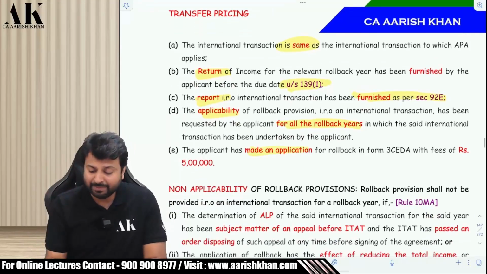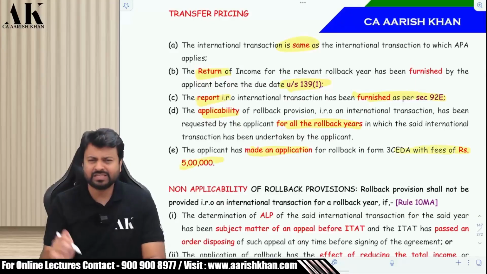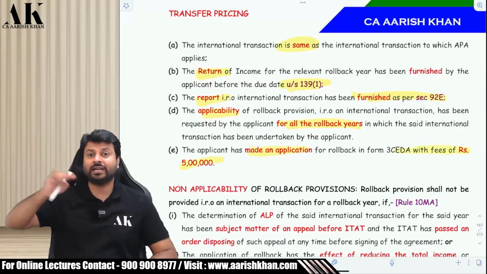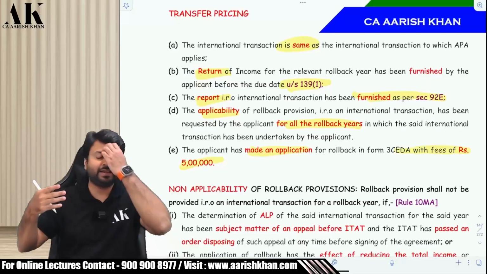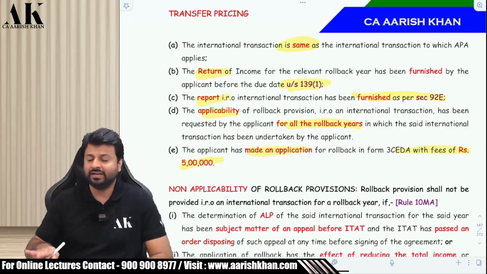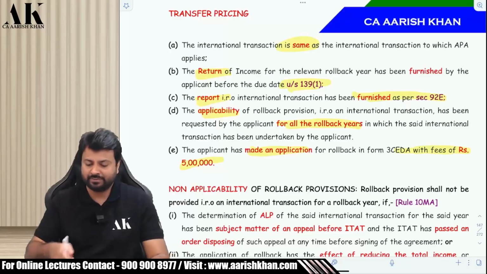Last, you have to make an application with a fee of 5 lakh rupees. Sir, I have already paid a fee of 10 lakh, 15 lakh, 20 lakh. That is for the future year. For rollback, you have to pay another 5 lakh rupees. The government has become very hungry for money now, so they want money at every step. Okay. So check it please.